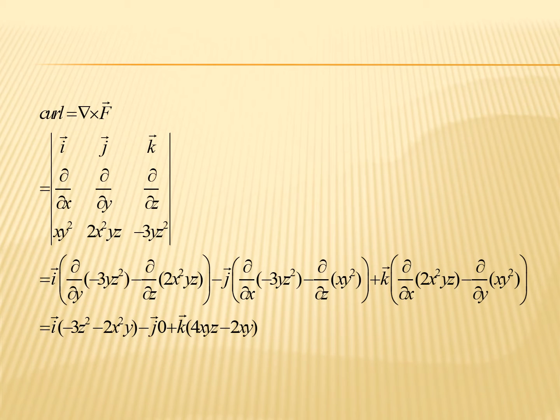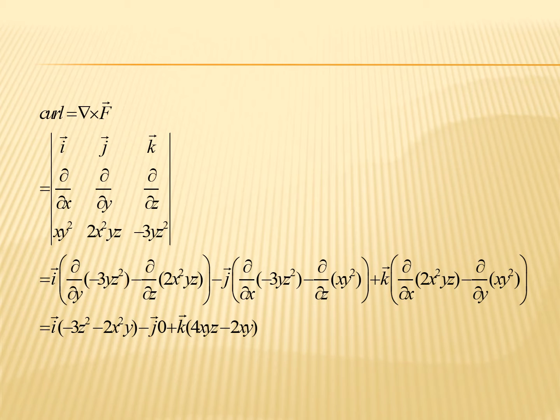Now we are going to find the curl, which is the cross product. The determinant has the first row i, j, k, the second row dou by dou x, dou by dou y, dou by dou z, and the third row the coefficients of f vector: f1, f2, f3. So you know how to find the determinant.